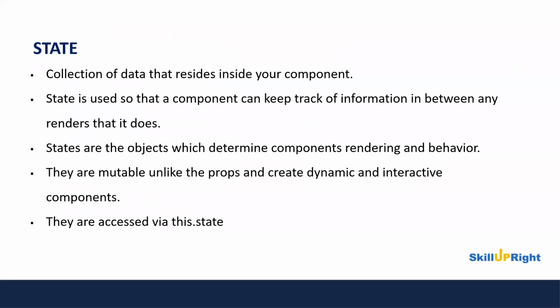So this is the theoretical explanation. State is a collection of data that resides inside your component. State is used so that a component can keep track of information in between any render it does. Basically, we have not updated the state. We'll see that after this. States are objects which determine component rendering and behavior. They are mutable, unlike props. Props are immutable. You cannot update props. We can create dynamic and interactive components using state, and they're accessed via this.state. And you cannot create the state inside function-based components. If you want to create a state, you need the concept of hooks.